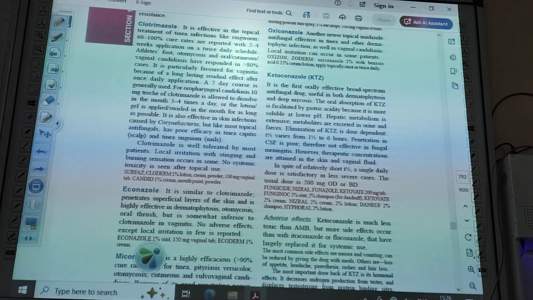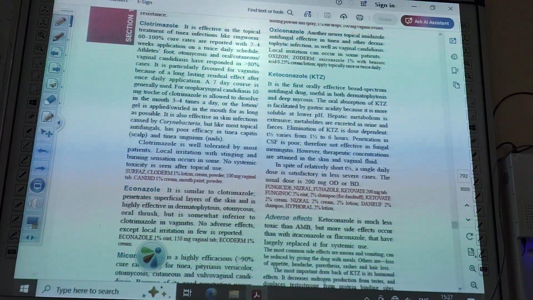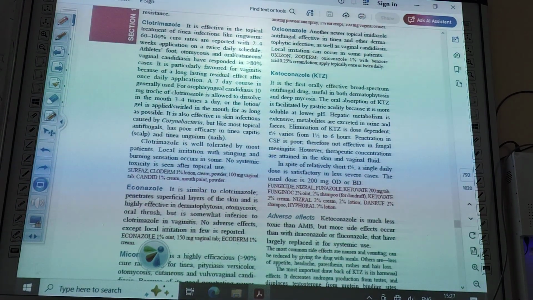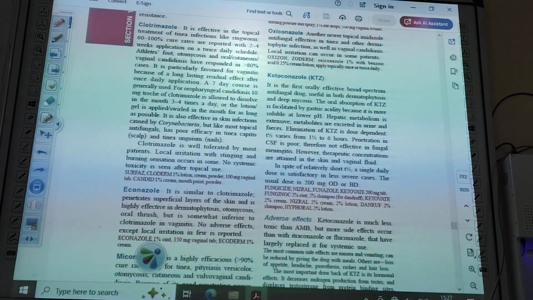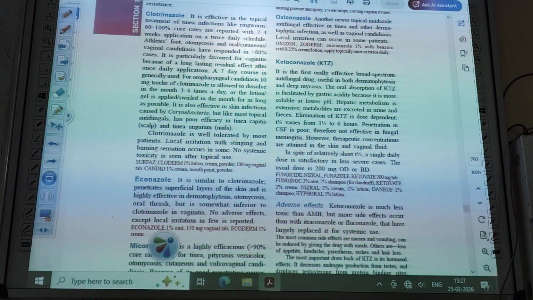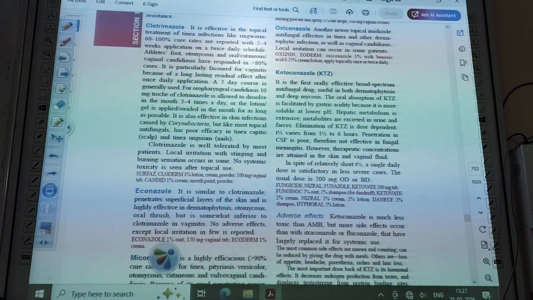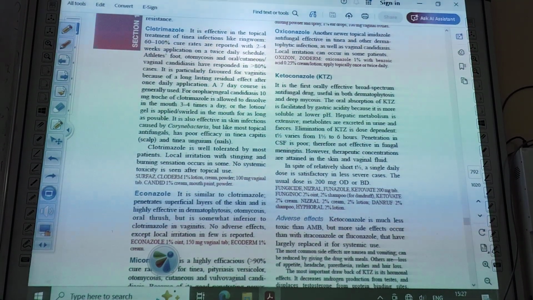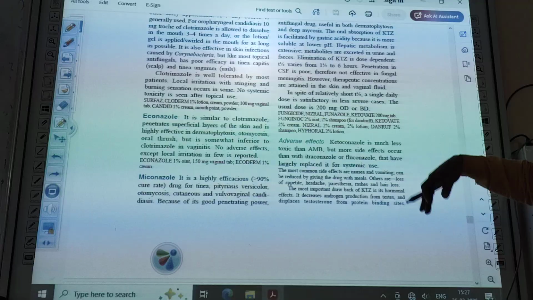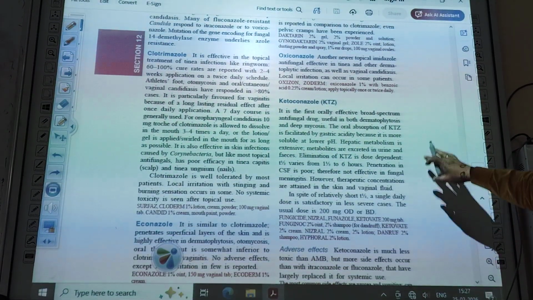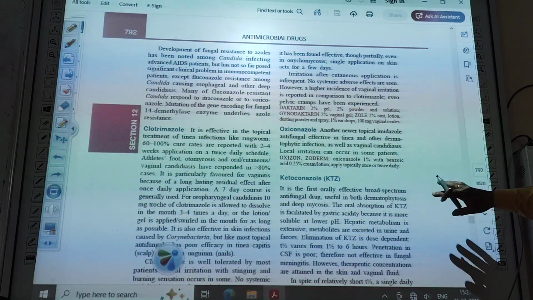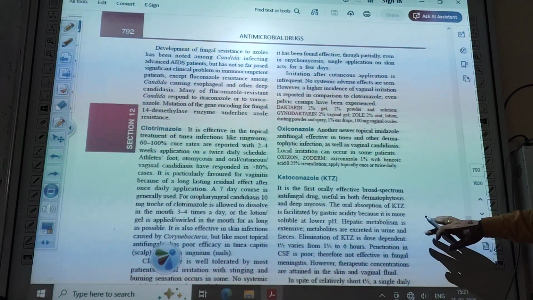Clotrimazole is well tolerated by most patients. Local irritation with stinging and burning sensation occurs in some. When you apply clotrimazole lotion, it has a very irritating action. Then econazole, miconazole, all these belong to the same group. Irritation after cutaneous application is infrequent.